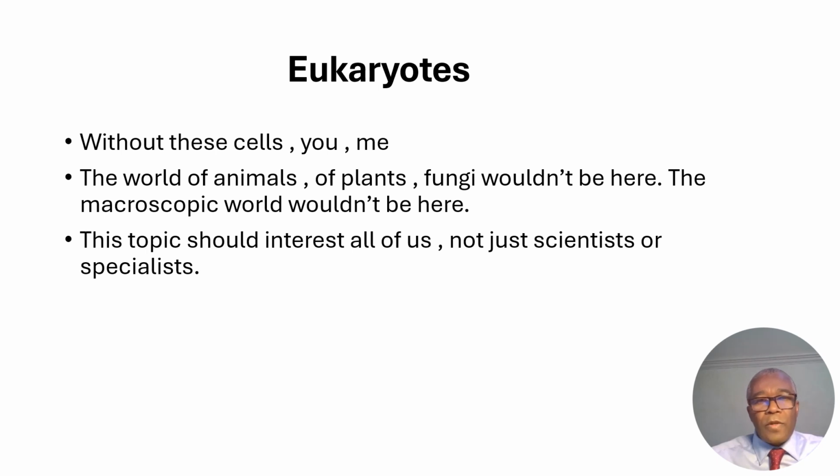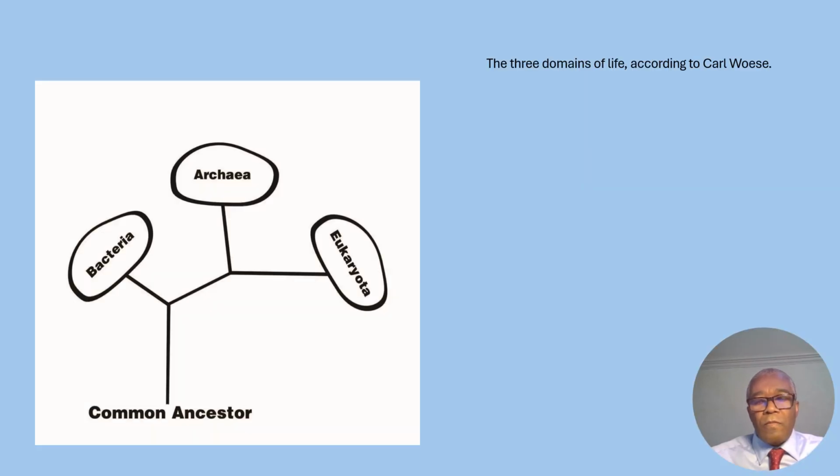It should interest all of us. And late in the last century, we have the microbiologist Carl Woese, who came up with the organization of life. So before him, cell-based life was divided between prokaryotes, which were mostly represented by bacteria, and eukaryotes, which is mostly macroscopic life, humans, animals, plants, and fungi, and some protists.